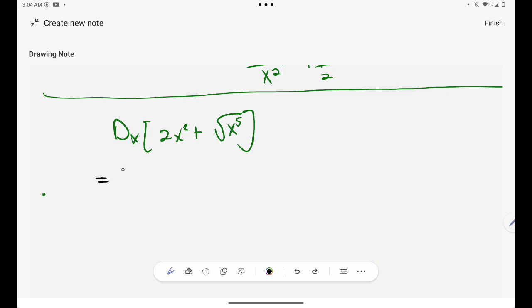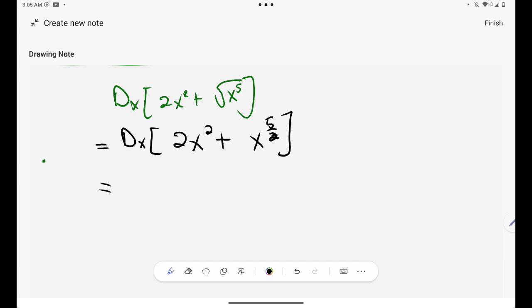So what I'll do, I will write my d over dx here and then remove the surd first. I'll have x to the power 5 over 2. Are you together? And then whenever I find my derivative, I don't need to write the d over dx, because the d over dx is the one that's giving me the instruction to find the derivative. Right now I'm finding the derivative. I'm no longer writing d over dx, I'll just find the derivative.